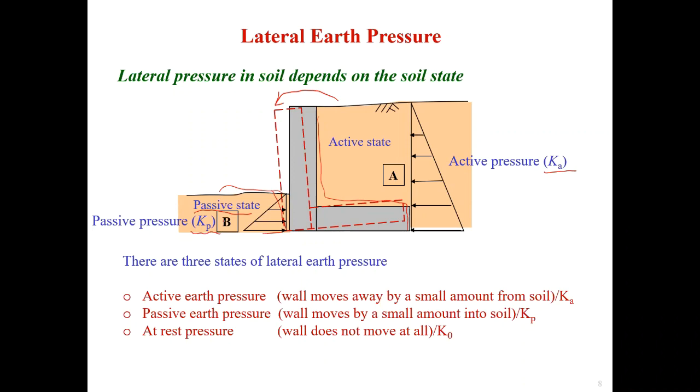The last one is the at-rest pressure, which we discussed in the previous slide. For this case, the wall does not move at all, and the corresponding earth pressure coefficient is K0. The system is in equilibrium, and there's no movement of the soil. So in general, there are three states: the active, the at-rest K0, and the passive state. For this lecture, we mainly need to use the active or passive earth pressure coefficient to calculate either the pressure distribution along the wall or the equivalent thrust acting on the wall.